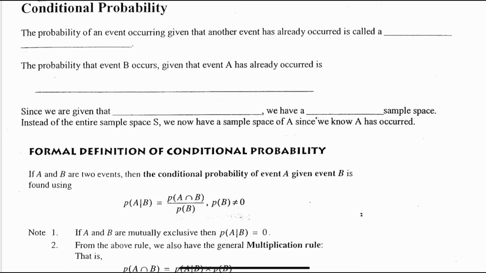In this video, we're going to talk about conditional probability. The probability of an event occurring given that another event has already occurred is called a conditional probability. The probability that event B occurs given that A already occurred is written as the probability of B given A. And that bar that goes straight up and down is "given," and what comes after is the given condition.